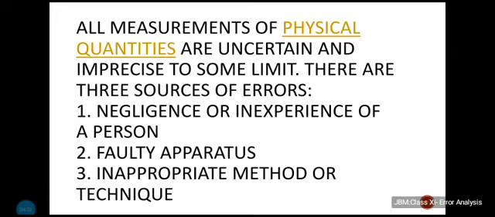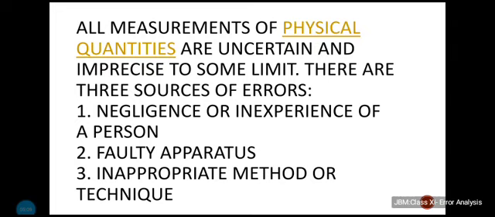So, all measurements of physical quantities are uncertain and imprecise to some limit. There are three sources of errors. Firstly, human error, that is due to negligence or inexperience of a person. We may not be following the exact procedure, we may not be able to note down the measurement properly, so due to sheer negligence or inexperience of a person, there may be some error in measurement.